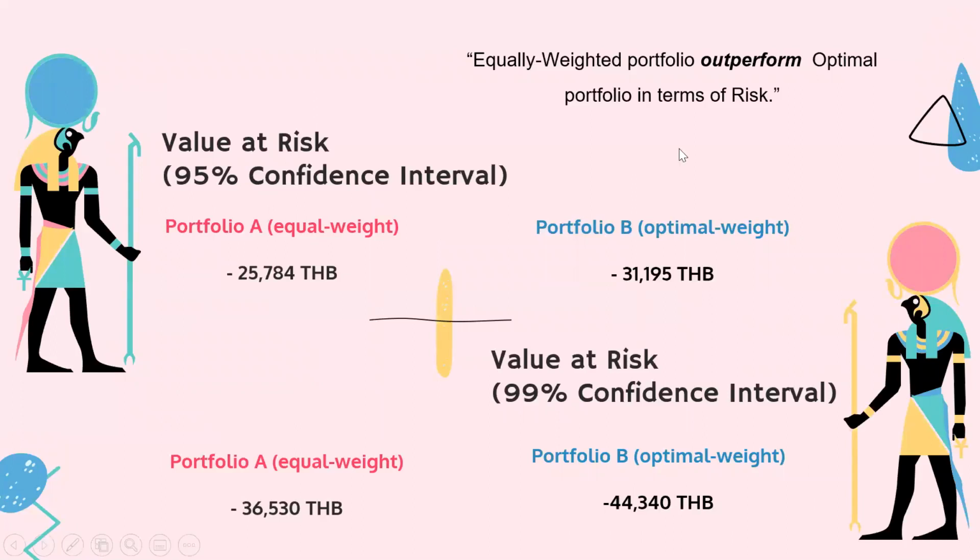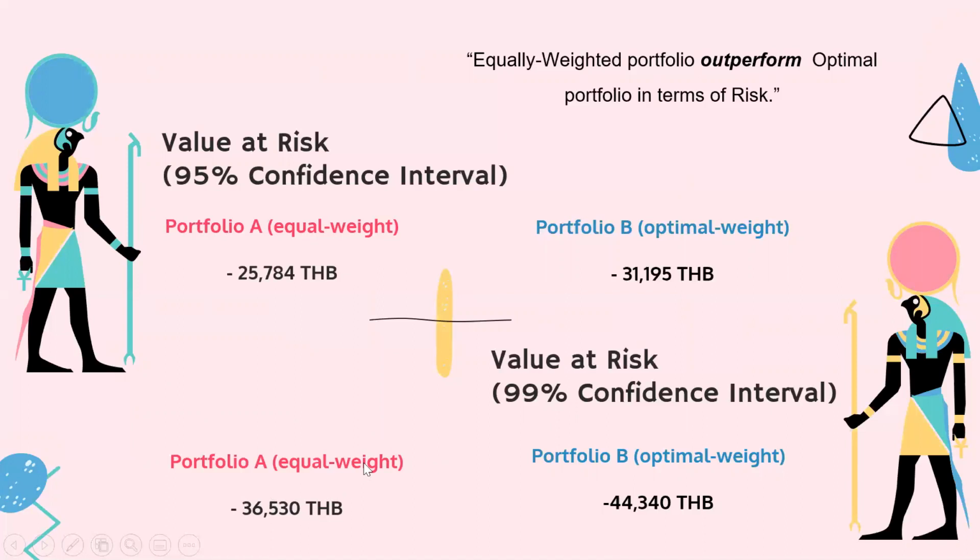Now let's move on to the value at risk analysis. From the values here, we can say that with an initial value of 1 million baht, we can be 95% confident that portfolio A is not going to lose more than 25,784 Thai baht, whereas for portfolio B, the highest loss is 31,195 baht.